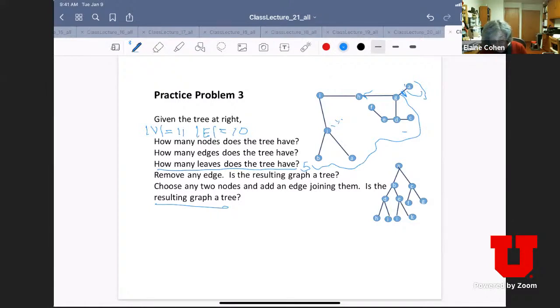Now, if I start with a graph and I haven't disconnected it and I add an edge, suppose in this tree I add an edge there. Is it a tree any longer?